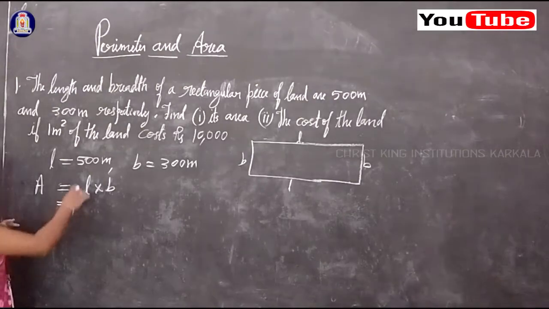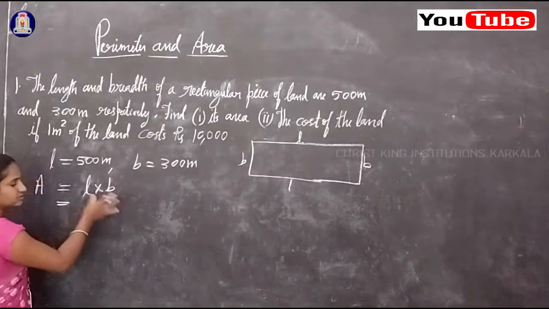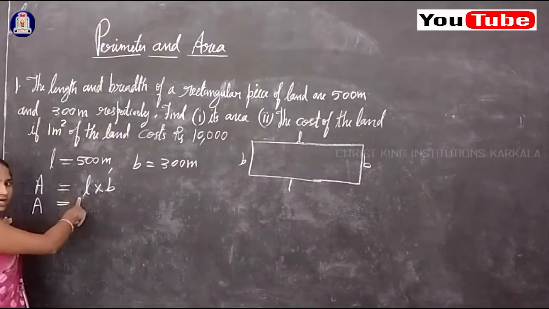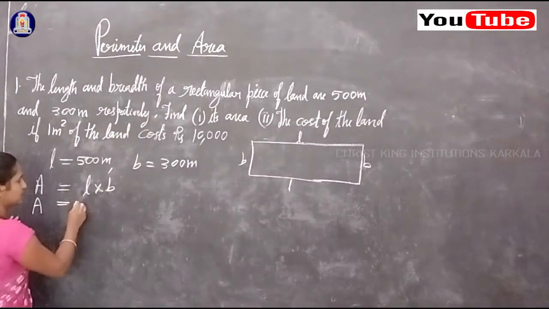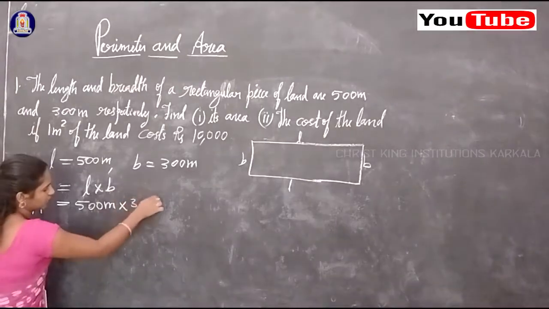So how to find the area? You know 500 is given and breadth is also given. Just substitute in the formula. To find area of rectangle, you write the formula, then substitute the values. Length is 500 meter and breadth is given 300 meter.